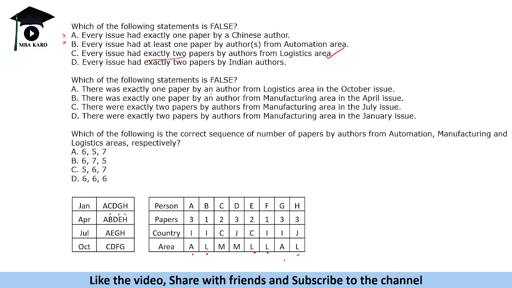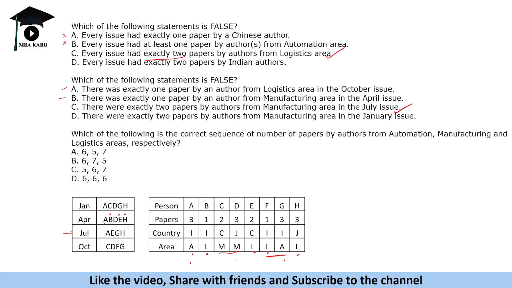Which of the following statements is false? Again, a false-based statement. There was exactly one paper by an author from the logistic area in the October issue. C, D, F, and G. One paper from this is true. There was exactly one paper by an author from the manufacturing area in the April issue. We know that three are from logistics. A and D we need to check, and D is from manufacturing. So this is true. There were exactly two papers by authors from the manufacturing area in July. C and D are from the manufacturing area in July, so this is false. Okay, so that is the answer to this question.